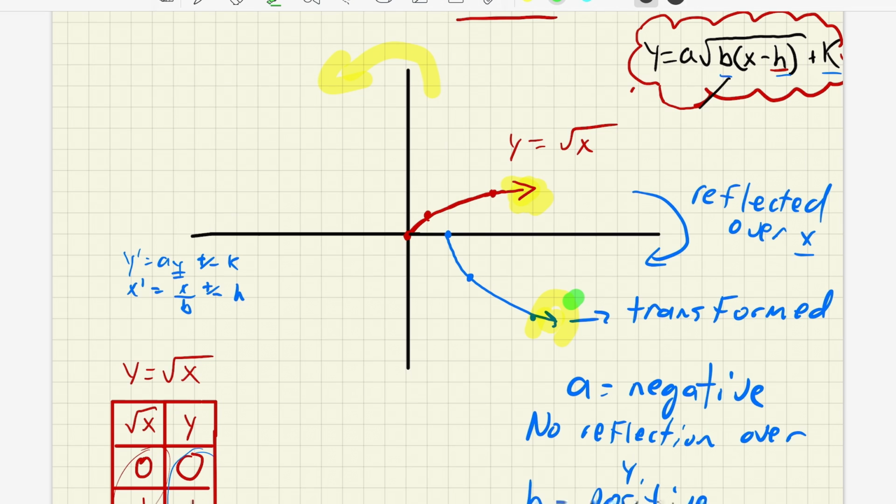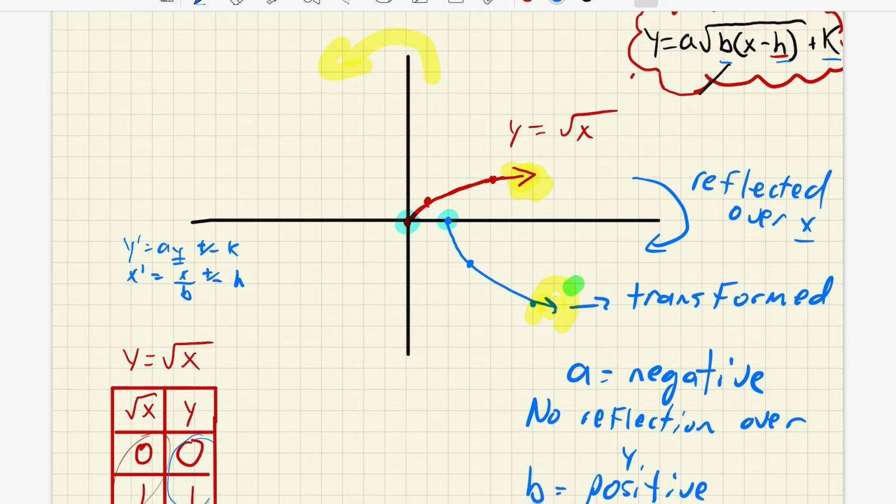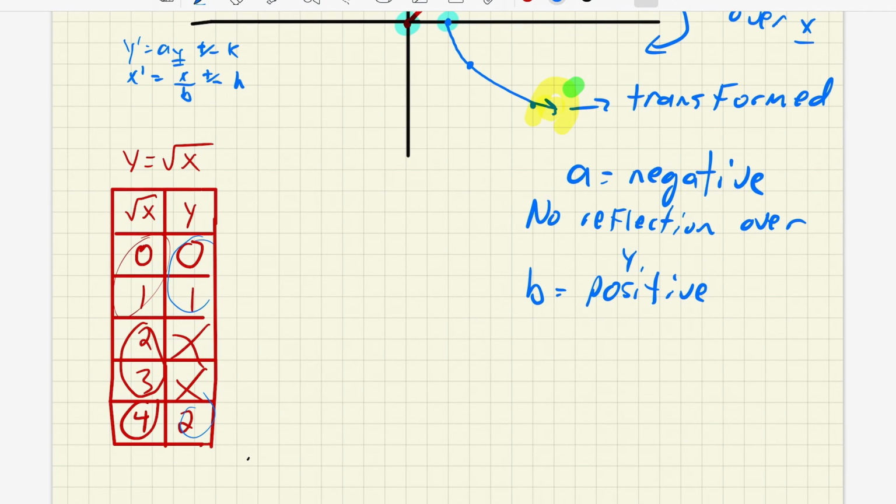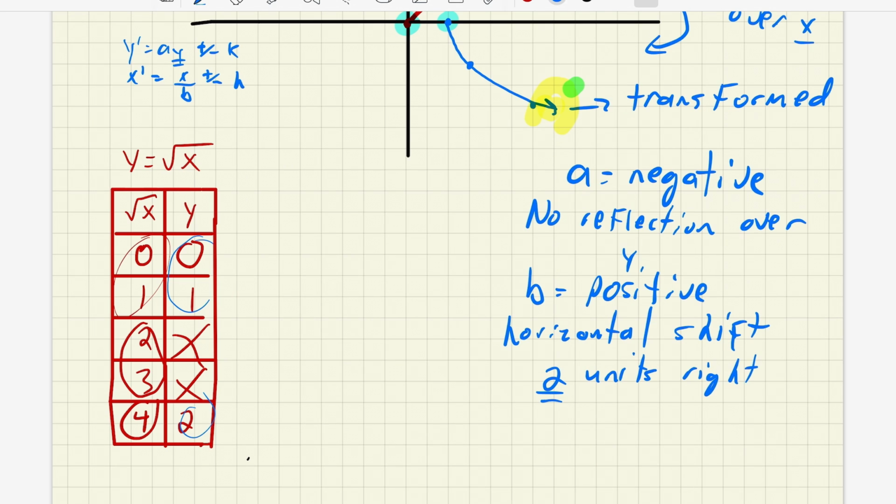Now, another thing that we can see, and I'll go to the highlighter again, is that there has been a horizontal shift. If we look at the first point here, which started at 0, well, now the first point of the transformed graph starts at 2, which means that there has been a horizontal shift 2 units right. Now what does that mean? That means that the h has a value of positive 2.